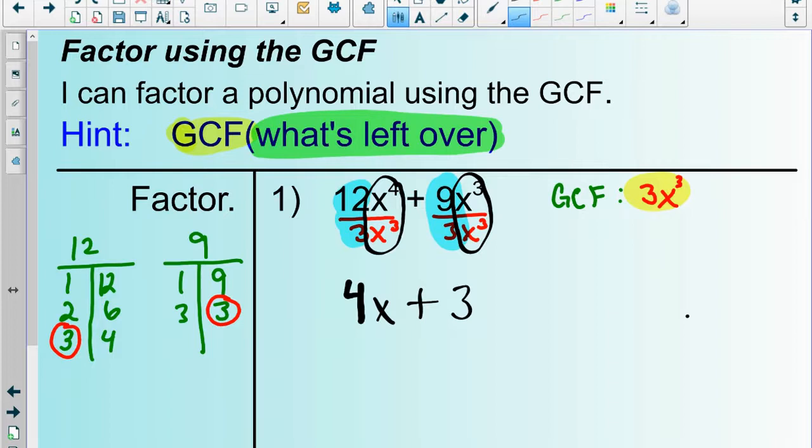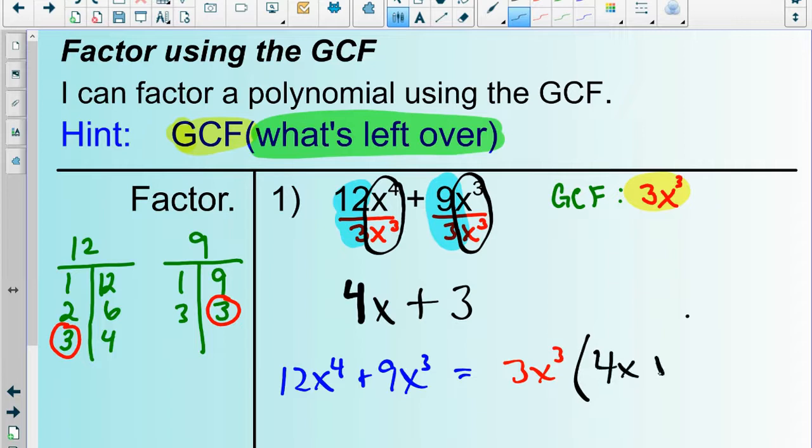But what we're going to do is take our original expression, which was 12x to the fourth power plus 9x to the third power, and rewrite it as a multiplication problem. So we had 3x cubed as the GCF. That was what they had in common. And then when we divided out the greatest common factor, we were left with 4x plus 3.